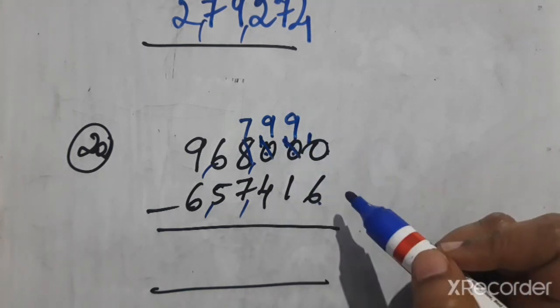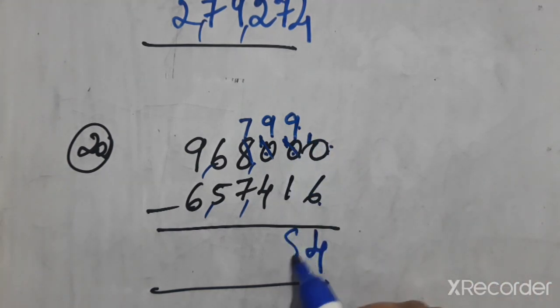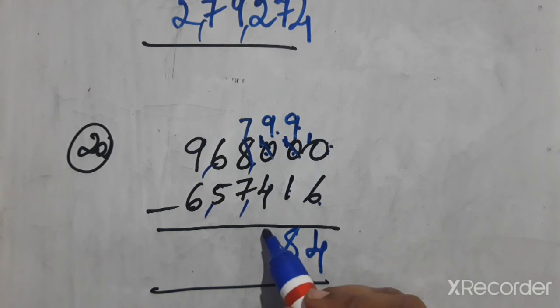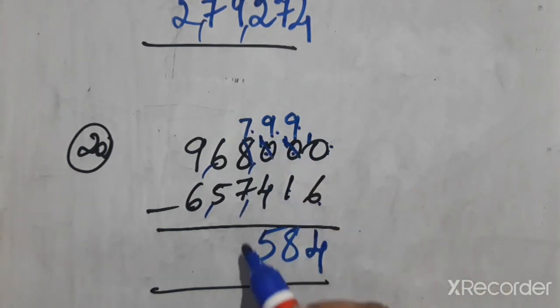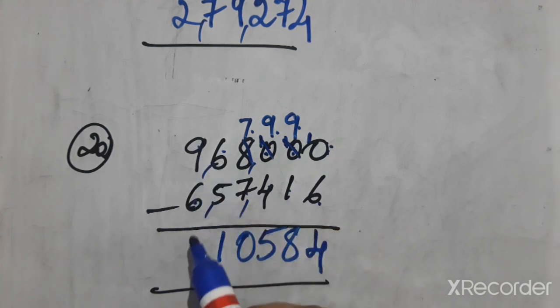The last digit is 10. 10 minus 6 is 4. 9 minus 1 is 8. 9 minus 4 is 5. 7 minus 7 is 0. 6 minus 5 is 1. 9 minus 6 means 3. So answer is 3,10,584.